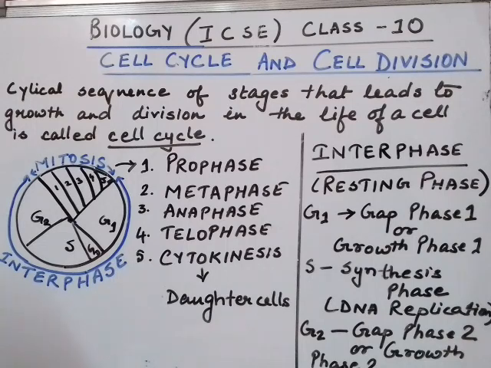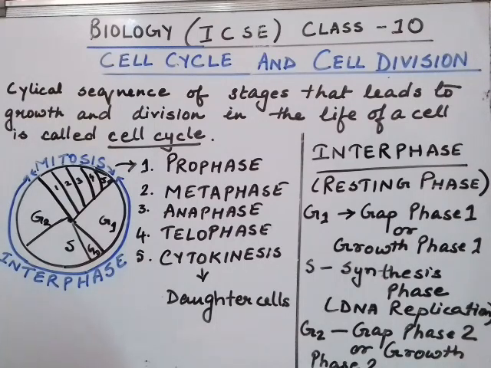Students, I would like to tell you that mitosis is a cell division. Ultimately, division is of two types: one is cytoplasm division, another is nucleus division. The first four stages of mitosis lead to the division of nucleus, and after the division of nucleus it goes for cytoplasm division, which is known as cytokinesis.